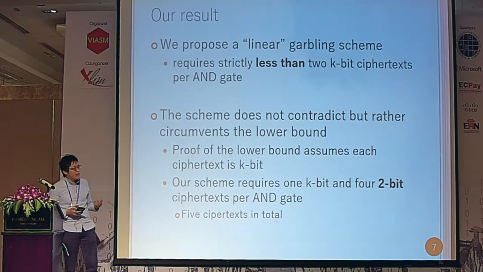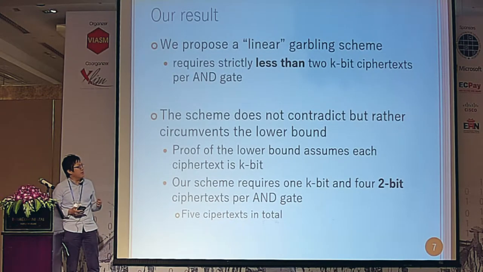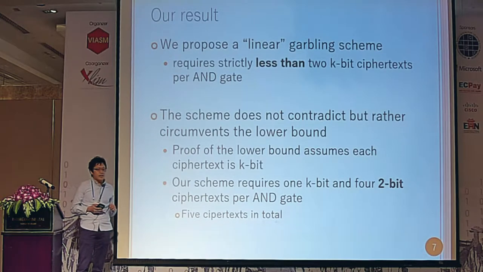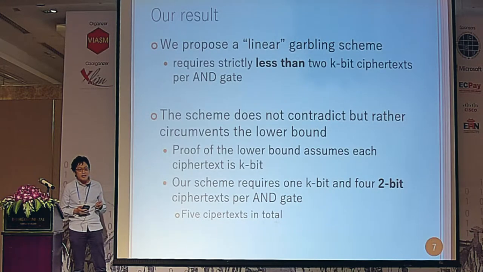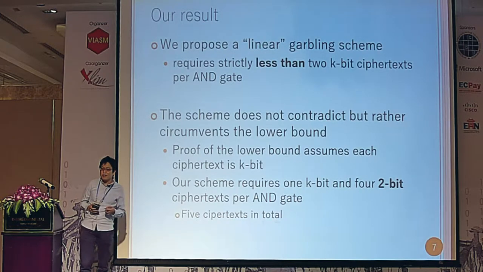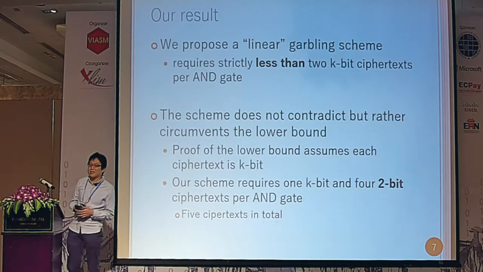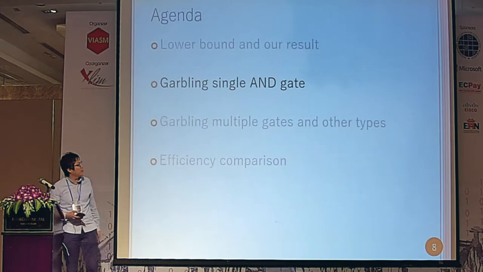You may think that this result contradicts the lower bound, but we think that this scheme does not contradict it, but rather circumvents it, because the proof of the lower bound implicitly assumes that each ciphertext element is k bits. But our scheme requires only one k-bit element, and actually also 4 2-bit ciphertexts. So the total is 5 ciphertexts. So we think that our result does not break, but circumvents the lower bound.